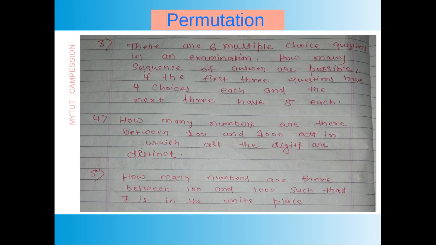Fourth question is, how many numbers are there between 100 and 1000 in which all digits are distinct? Now fifth question is, how many numbers are there between 100 and 1000 such that 7 is in the units place?